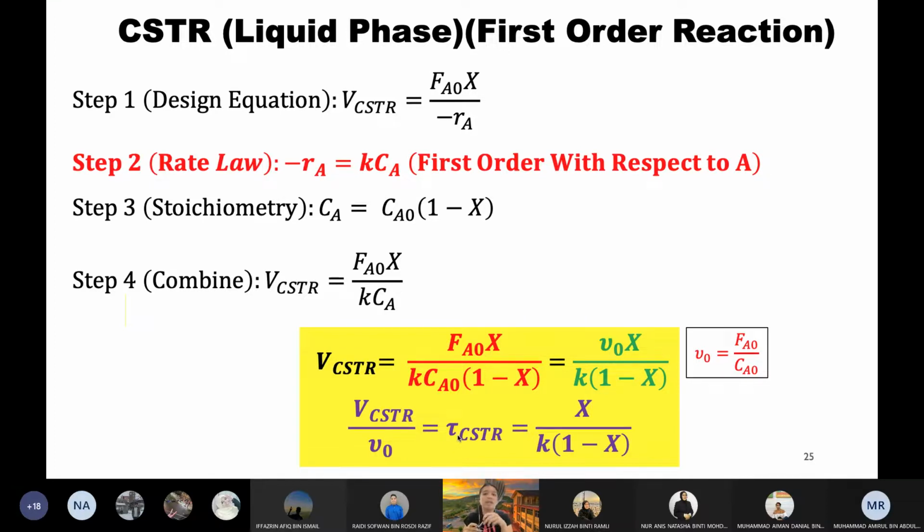Itu pun kamu kena ingat untuk test minggu depan. Definitely akan ada question about that. So you have to remember that. Okay, so correlated back to this, kita pun boleh cari space-time.